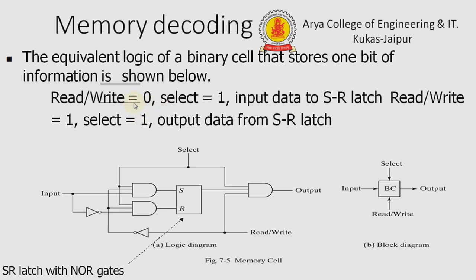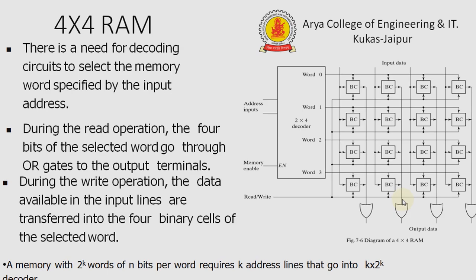Here is the logical construction of a small RAM consisting of 4 words of 4 bits each, for a total of 16 binary cells. The small blocks labeled BC represent the binary cell, which is shown here. This is the 16 cell binary configuration. The binary cell has 3 inputs and 1 output.